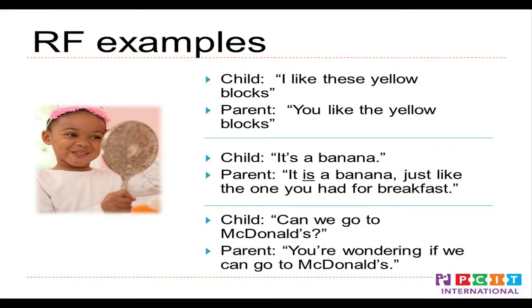How about the child here says it's a banana. The parent parrots that it is a banana and then elaborates, just like the one you had for breakfast, okay? So that doesn't change the meaning of what the child has said. It just elaborates on it a little bit. And then one of my favorites is the child says, can we go to McDonald's? And the parent maybe doesn't want to answer the question because the answer is no, we're not going to McDonald's. So they just say, you're wondering if we can go to McDonald's.